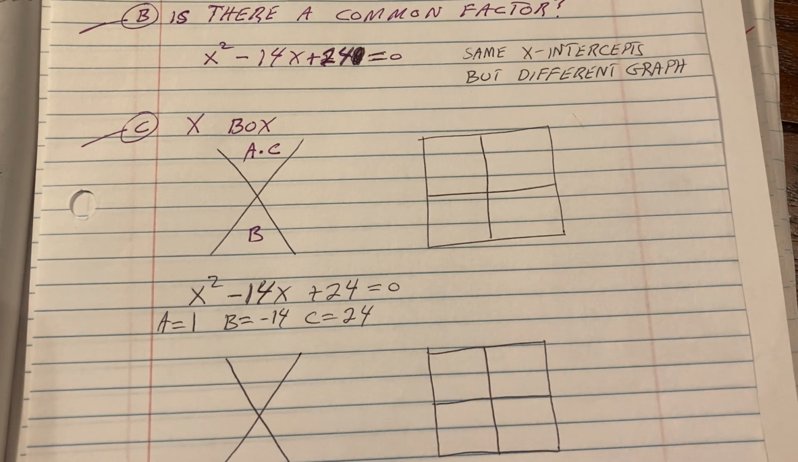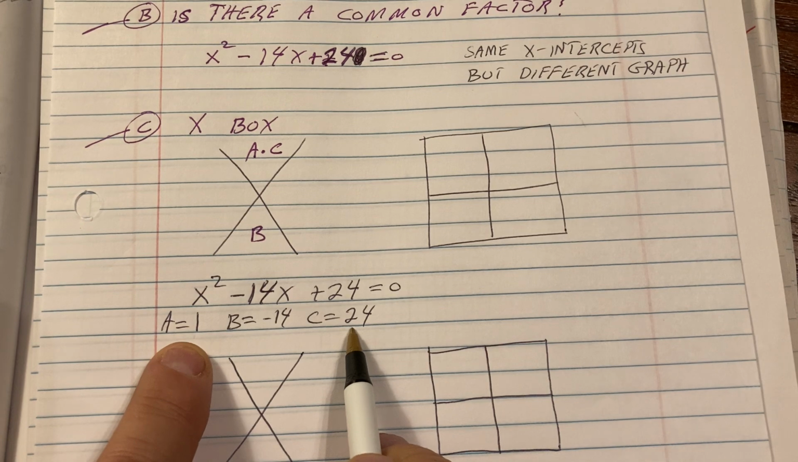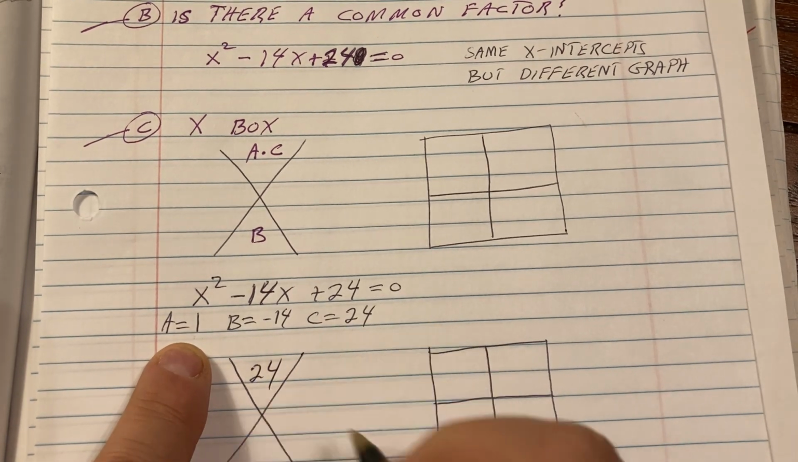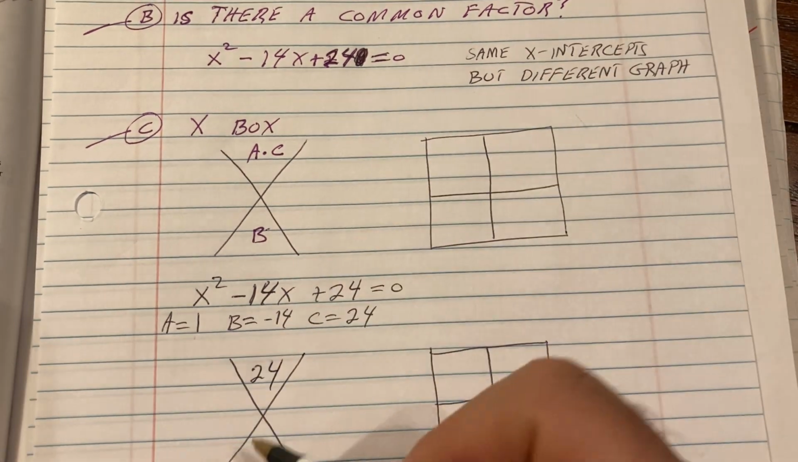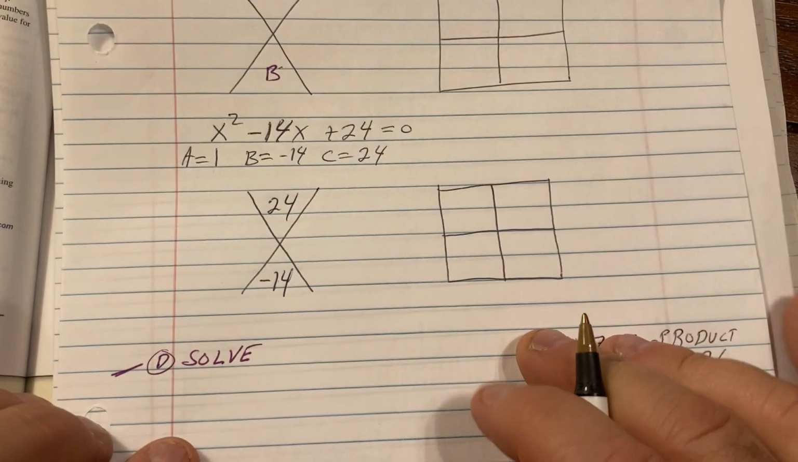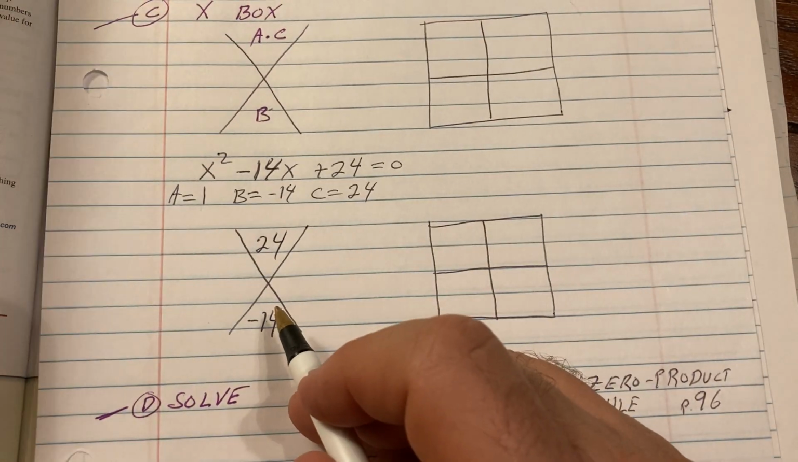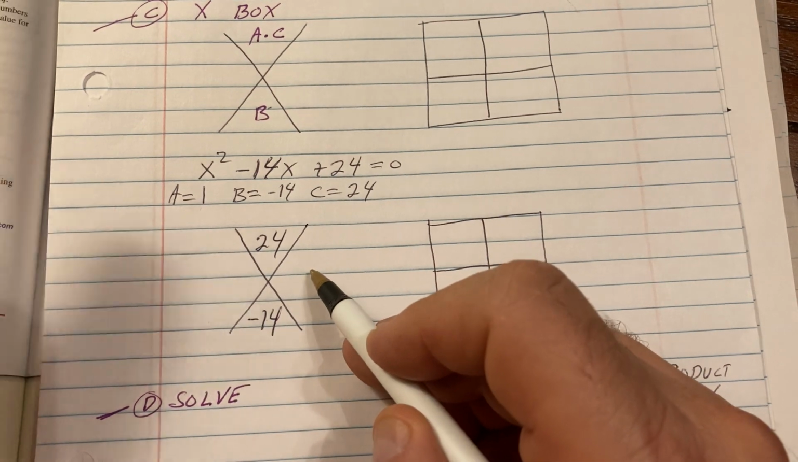Okay. Well, what's the value of A times C? A times C is 24. The value of B goes in that spot. So B is negative 14. Right there is negative 14. Okay, negative 14.